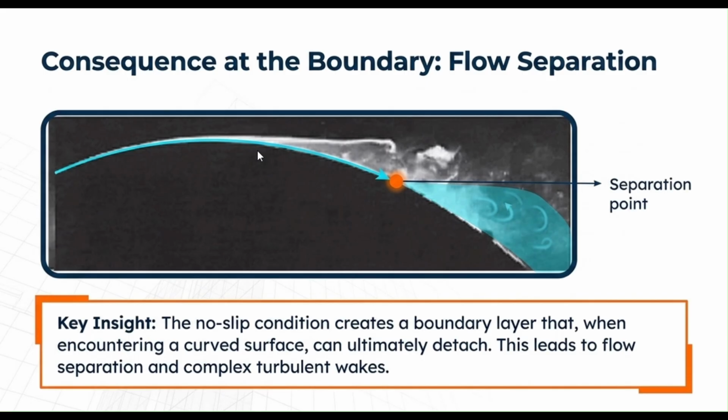After separation, the flow becomes more complex, often forming vortices, wakes, and turbulence. This is why flow separation is important in engineering. It affects drag on vehicles, lift on wings, losses in pipes and ducts, and performance of turbomachinery. So the key idea is that a simple wall condition can lead to very complex flow behavior.